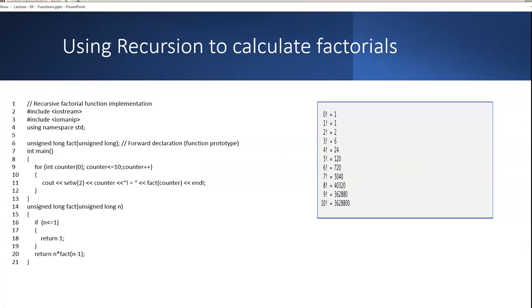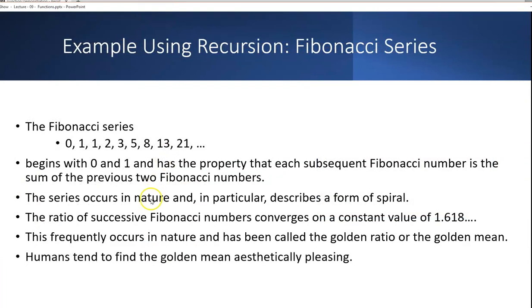Now, we can also, as explained here, build it non-recursively and just use a loop to multiply the values by its repeating values. So we're also going to look at another recursive problem, the Fibonacci series. It begins with 0 and 1 and has the property that each subsequent Fibonacci number is the sum of the previous two. It describes the form of a spiral. It converges on a constant of 1.618 if you ratio successive numbers. It's been called the golden ratio or the golden mean, and it seems to be aesthetically pleasing to humans.